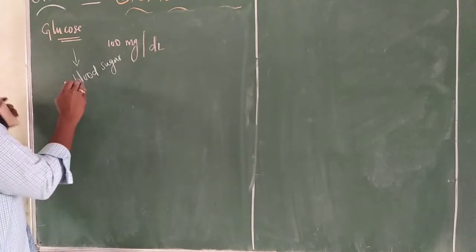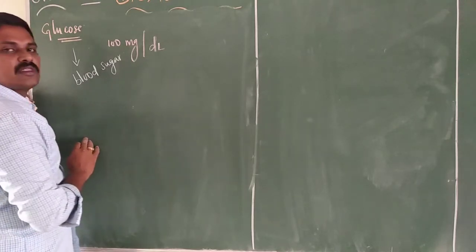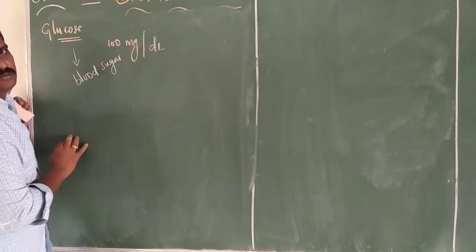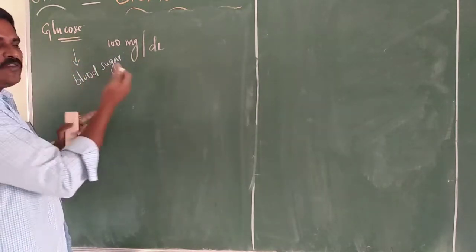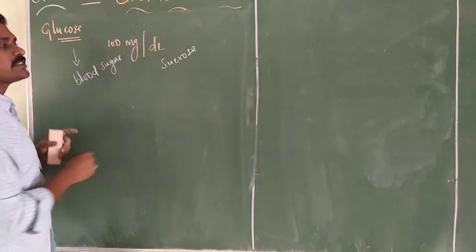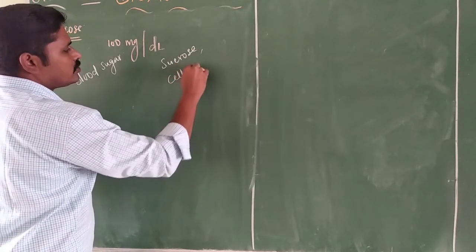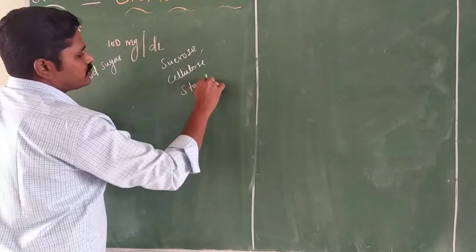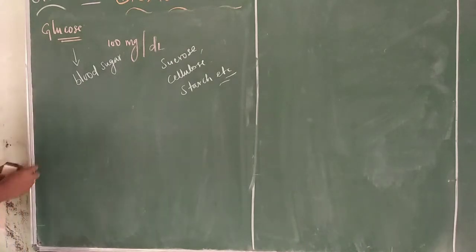Glucose is present in honey, sweets, and fruits such as grapes and mangoes. Glucose is also present in combined forms such as sucrose, cellulose, starch and so on. Now, the preparation of glucose.